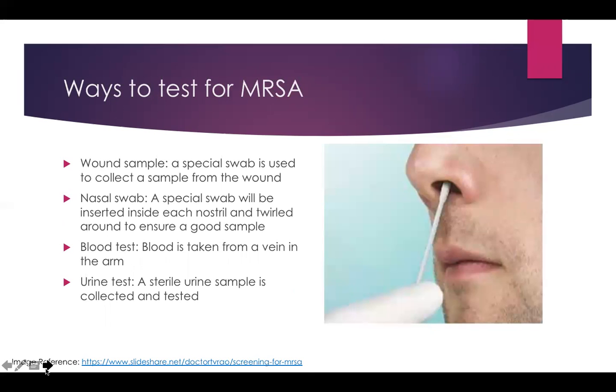So the ways to test for MRSA: there's a wound sample, where a swab is used directly on the wound to collect the sample and test it. The nasal swab, which, if you've ever gotten a standard COVID test, they put the swab inside your nostril, twirl it around in there, and that's how they use that to test. And then you have your standard blood test and your urine test as well.